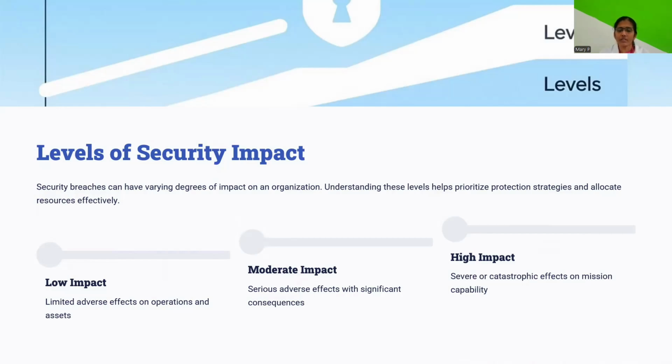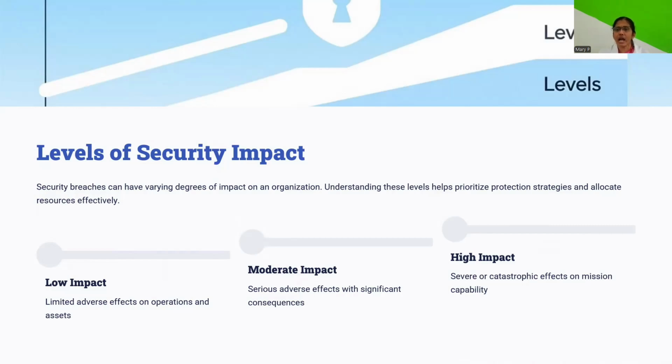So this does not involve the loss of life or serious life-threatening injuries. There are just significant changes only. That is called moderate. Okay. So what is the high impact?